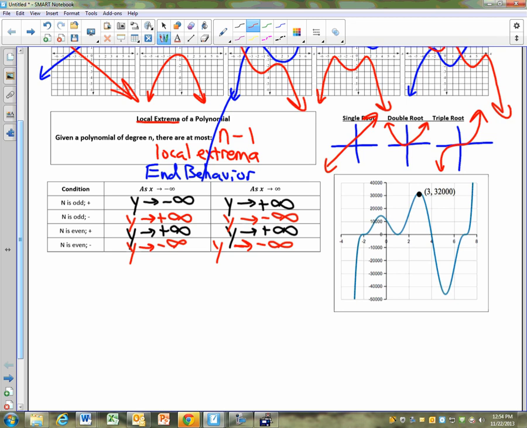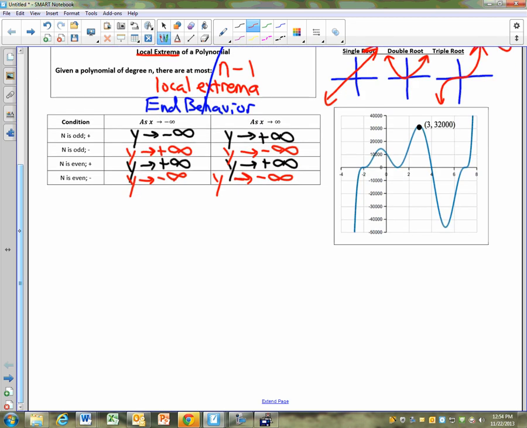And so now we'll tie it all together. We'll tie in the graph, we'll tie in the roots, we'll tie in the end behavior. I'm going to point to a root, and you tell me whether it's a single, double, or triple. Triple. Can anybody tell me what degree polynomial is that? Is it x to the first, x to the second, third, fourth, fifth, sixth, seventh, eighth, ninth, 10th, 11th, 12th?